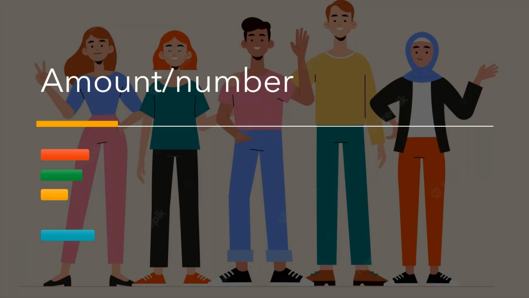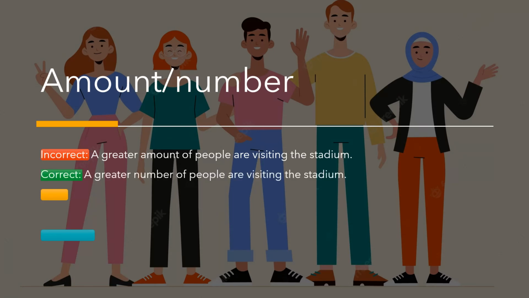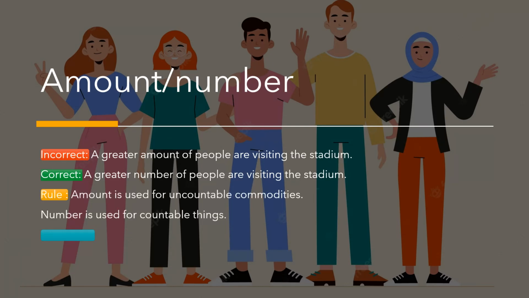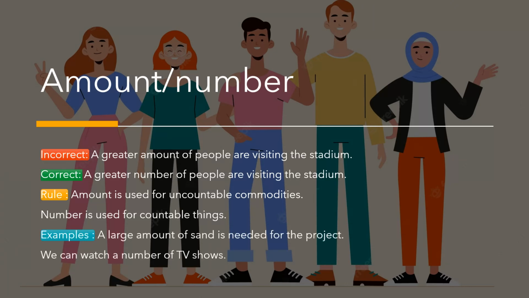Amount or number. A greater amount of people are visiting the stadium. Instead, a greater number of people are visiting the stadium. Amount is used for uncountable commodities. Number is used for countable things. A large amount of sand is needed for the project. We can watch a number of TV shows.